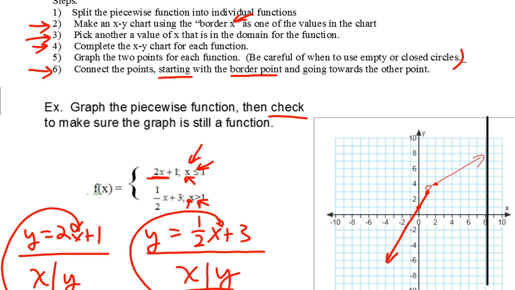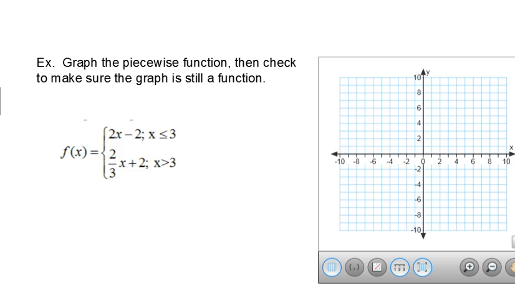And that's how we graph piecewise functions, right? If you want, try doing this one on your own. We'll talk about this as a group on Monday.